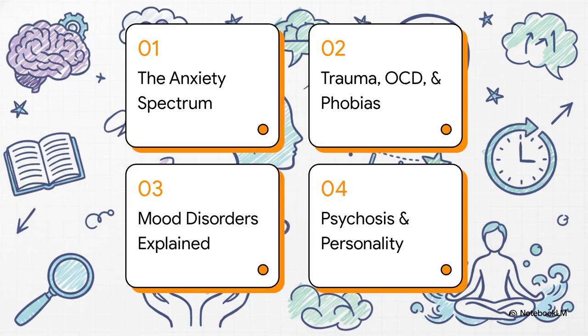So here's our game plan. We're going to start with the anxiety spectrum, then get into how that looks in things like trauma, OCD, and phobias. From there, we'll dive into mood disorders, and we'll wrap up with psychosis and personality patterns. Think of it as our roadmap for today's walkthrough.